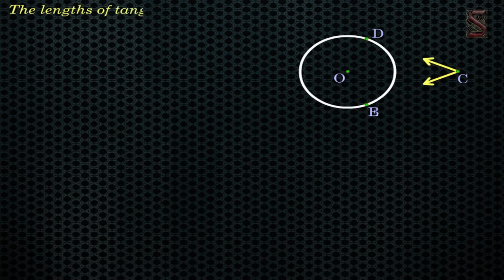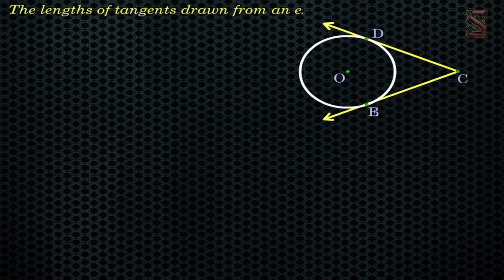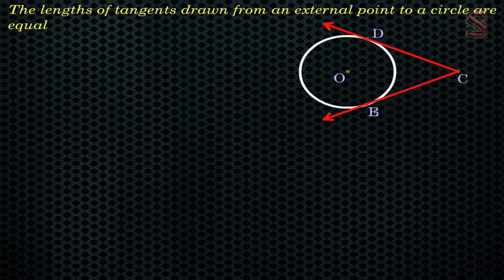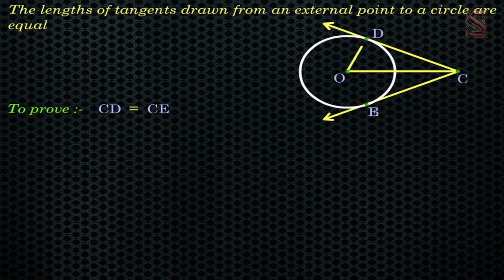The lengths of tangents drawn from an external point to a circle are equal. Proof. Given CD and CE are two tangents from a point C to a circle, and we need to prove that CD is equal to CE. Construction. Join OC, OD and OE. Consider triangle OCD and triangle OCE.